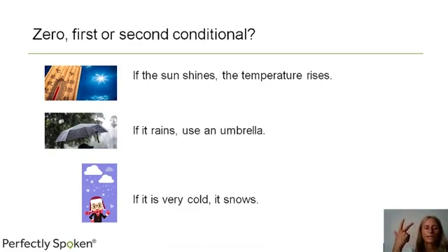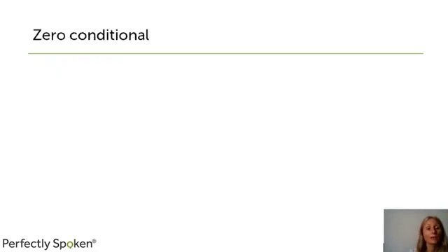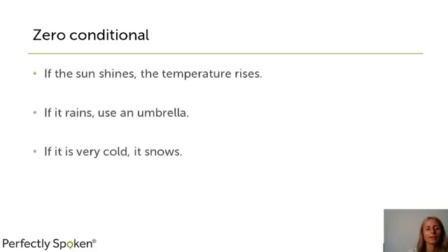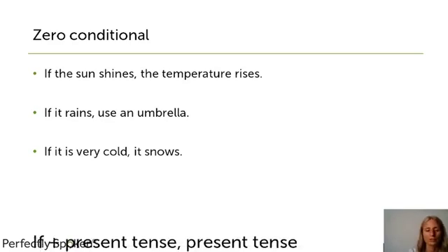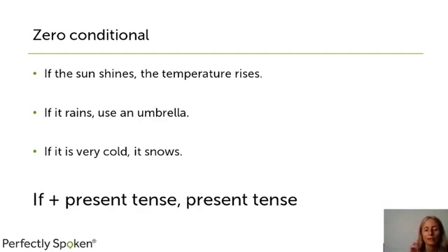Okay, so these 3 sentences are all examples of either the zero, the first, or the second conditional. They're all the same conditional. Which one is it? What do you think? Okay, the answer is the zero conditional. So if the sun shines, the temperature rises. If it rains, use an umbrella. If it is very cold, it snows. And here we have if and the present tense, comma, present tense. That's how we form the zero conditional.